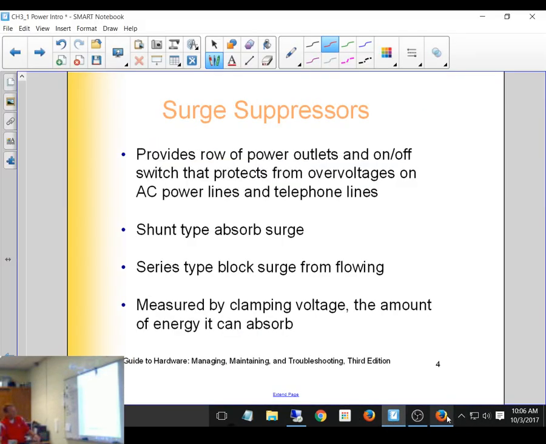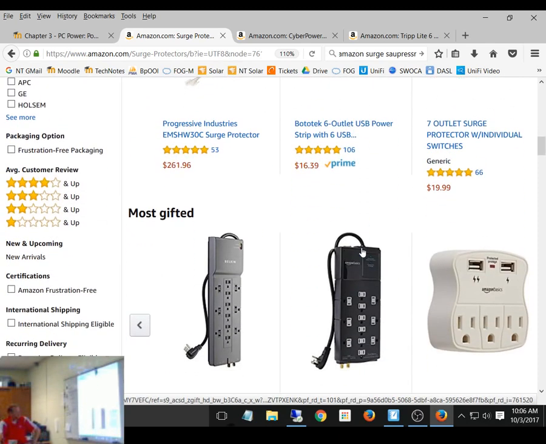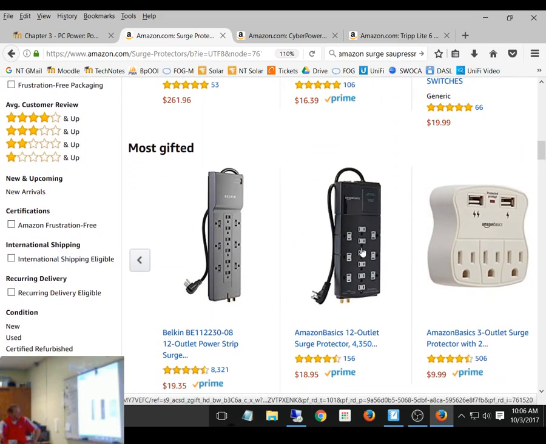And if we went down here, there's all kinds of looking surge suppressors. They have ones that you can plug your phone into and your Ethernet into. Wow, that one's pretty awesome. Does it have 6 USB plugs? Wow, that's a lot of USB plugs in there. I wonder what the amperage is on the USB plugs.